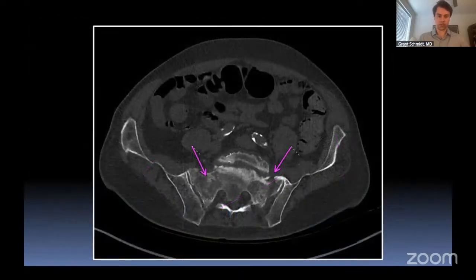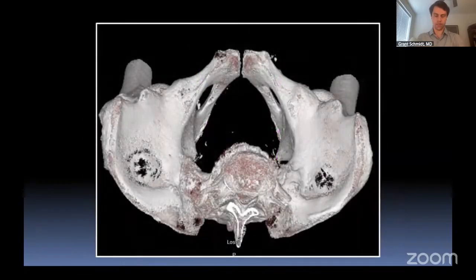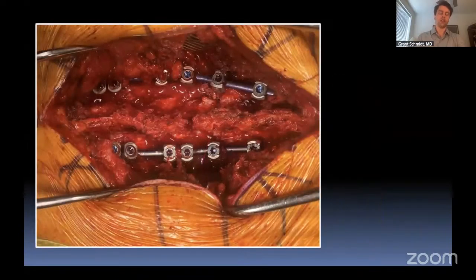And then here in the axial, it's redemonstrated. You can see that again on the coronal and on the 3D reconstruction. So here's what we chose to do. Here's some intraoperative images. We went from L2 to the sacrum with stacked SI screws.